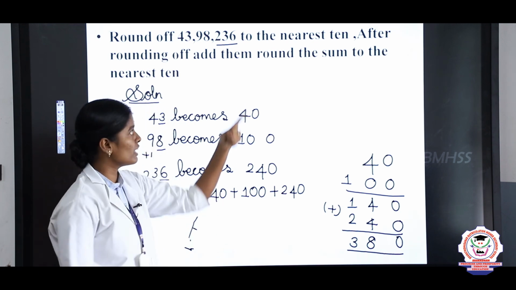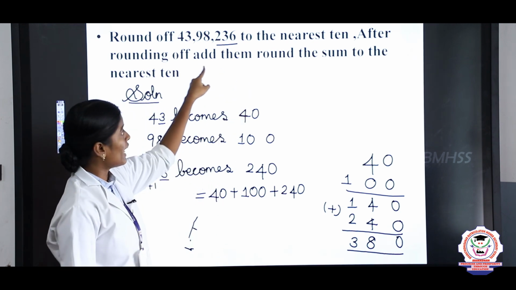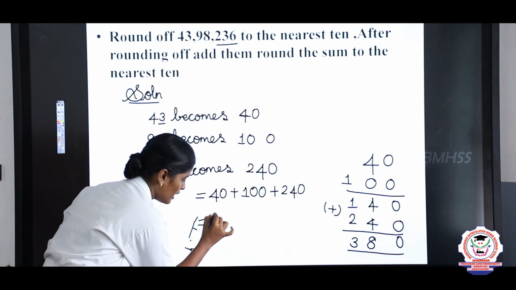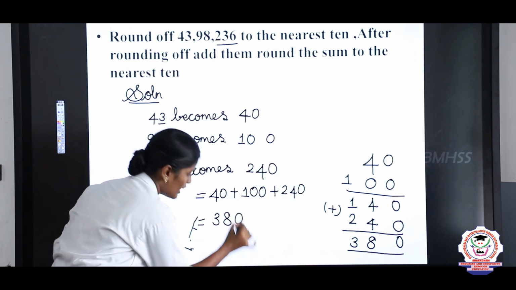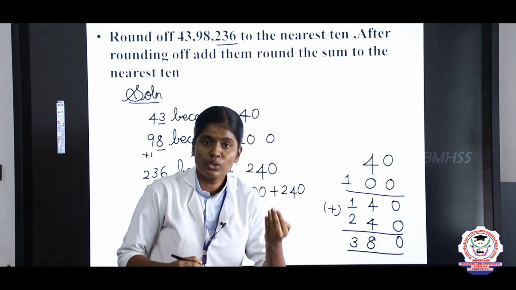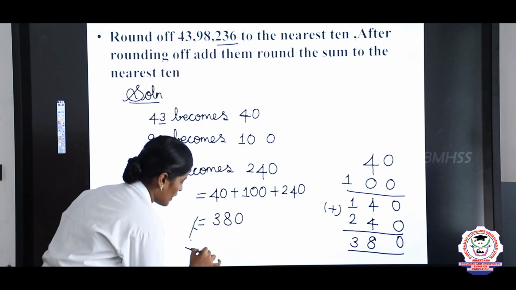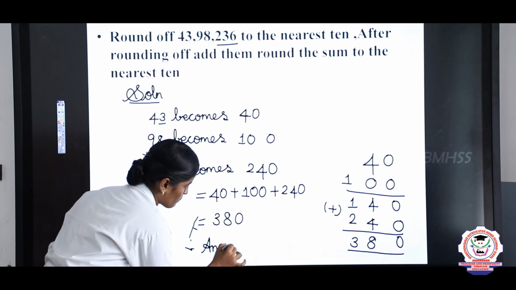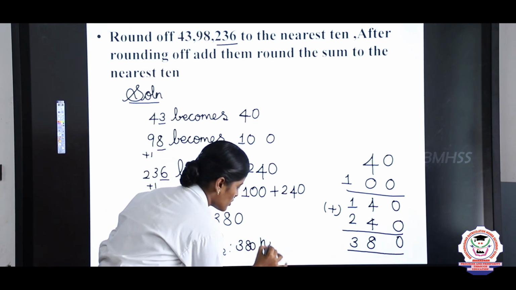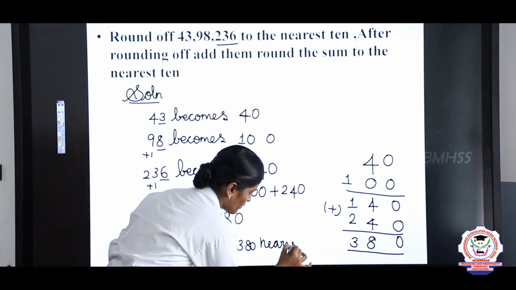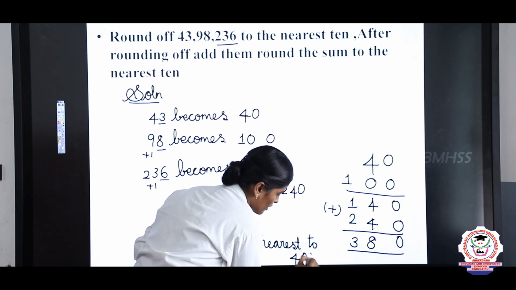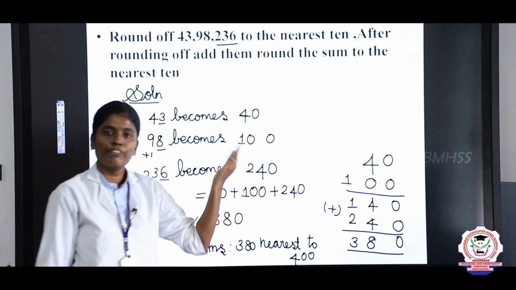The answer is 380. Listen to the question. Add them and round off the sum to the nearest 10. So take 380, and 380 to the nearest 10. The answer is 400. What is the answer? The answer is 400.